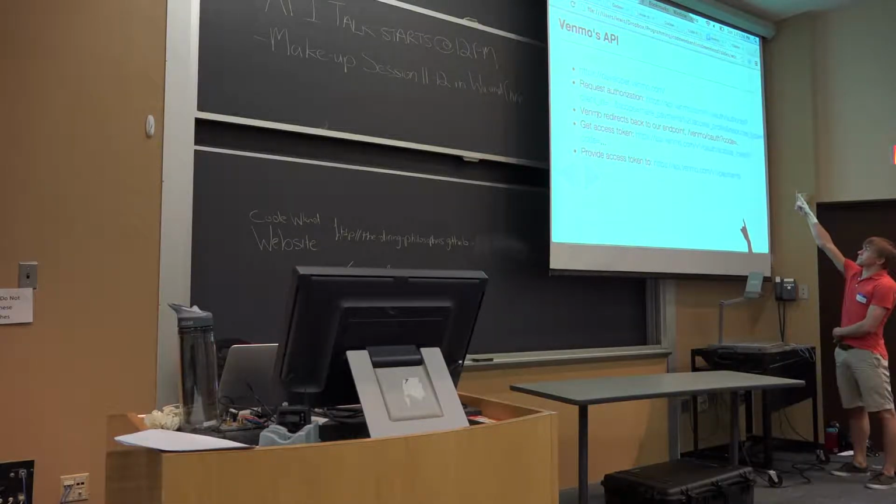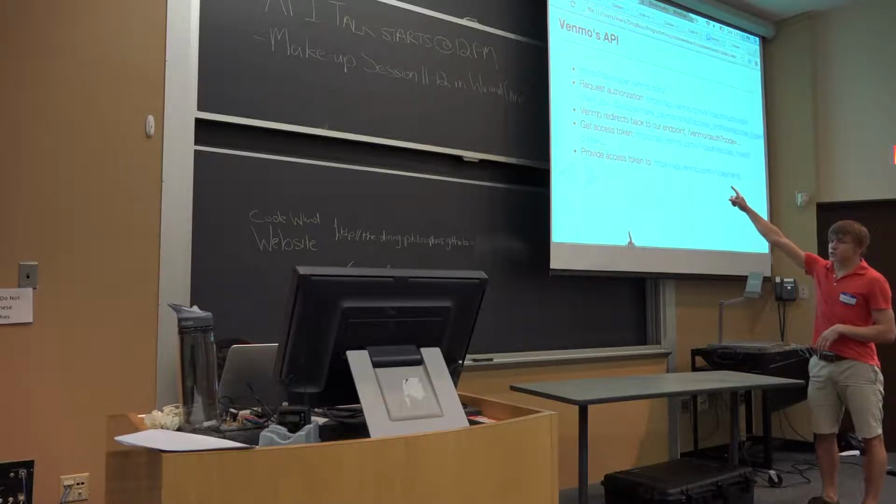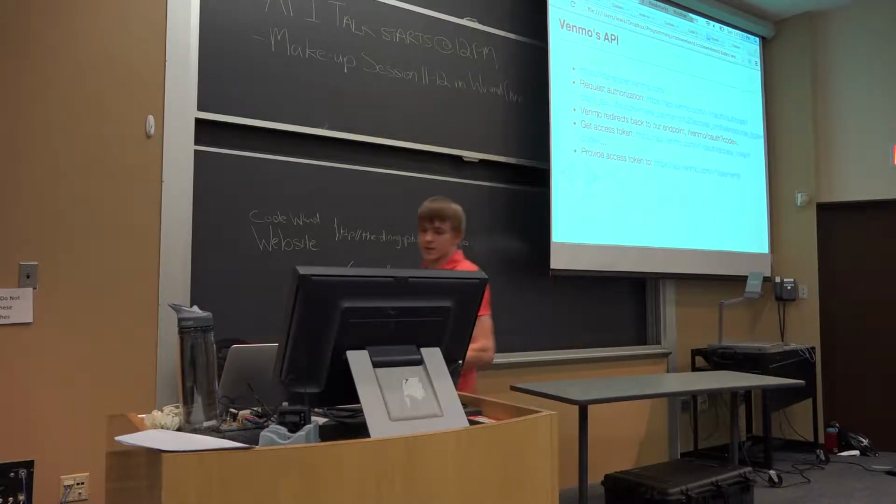So first, we redirect our user to api.venmo.com/blah, blah, blah, blah. We provide our client ID, which in this case I think was 1949.